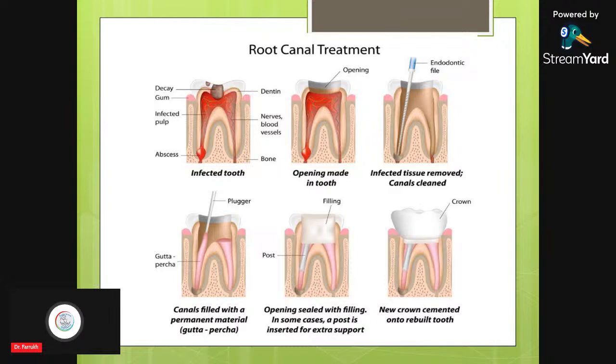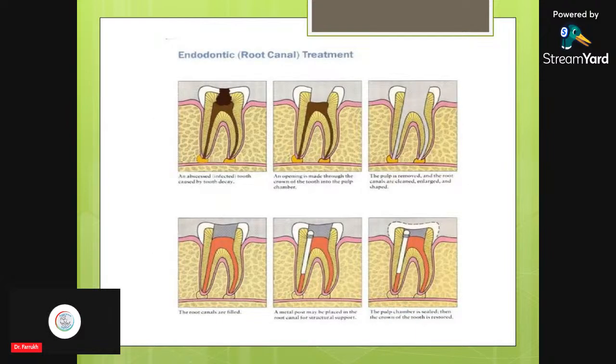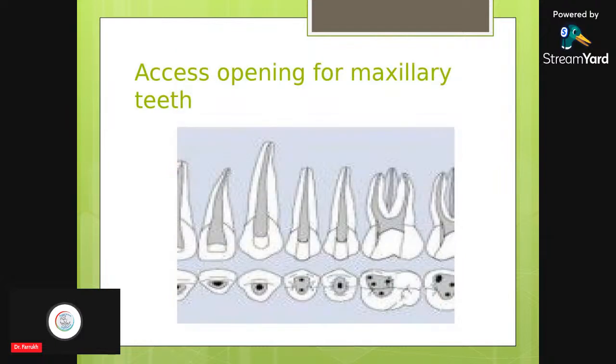Okay. Permanent filling. And then in the sixth step, the new crown is placed where you did a filling earlier. So in this picture, it's quite similar. You can see this abscessed tooth: you cleaned it, removed the pulp, and placed the post here, and then you did the coronal filling here and obturated the tooth.